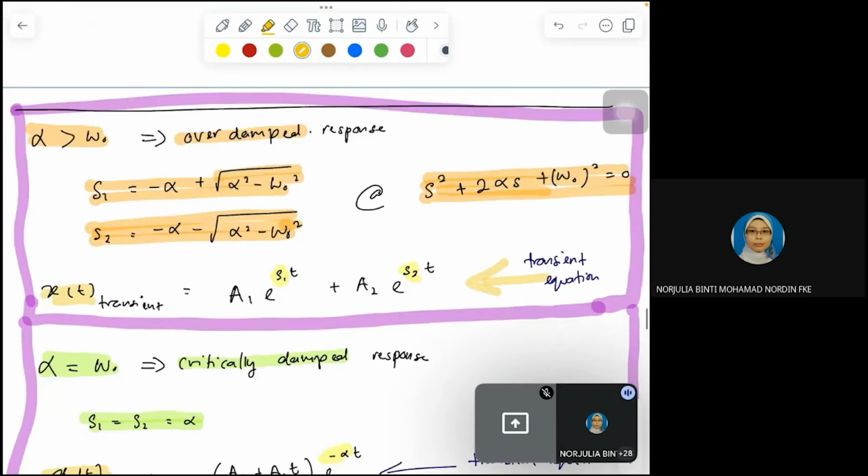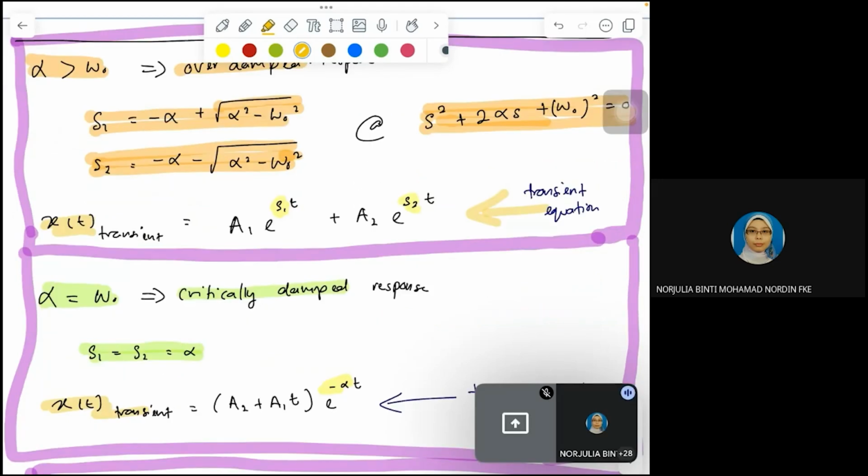As you can see, your transient equation here, I write it down as x. Why I write it down as x is because it can either be your voltage or current. For example, if the question asks you to find the voltage, then you replace the x with v. If the question asks you to find the current, replace the x with i. It's going to be the same transient equation.